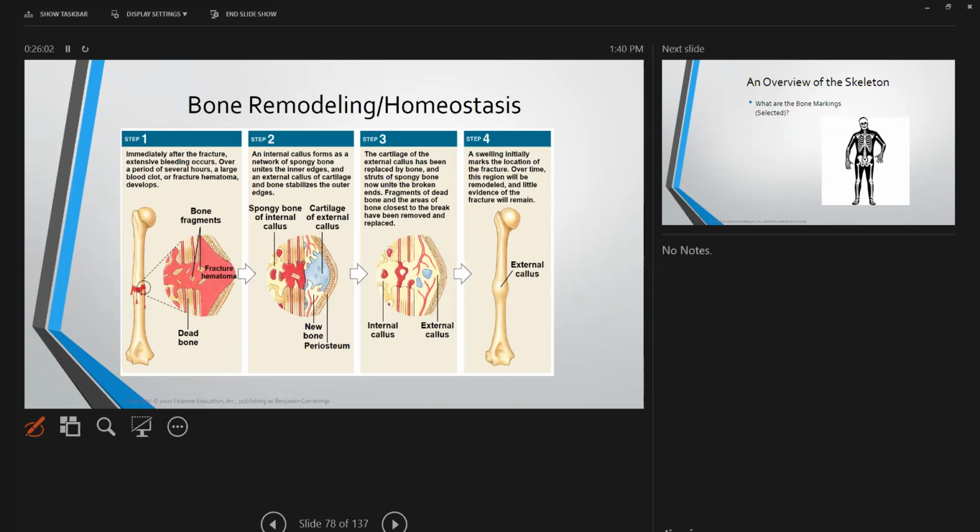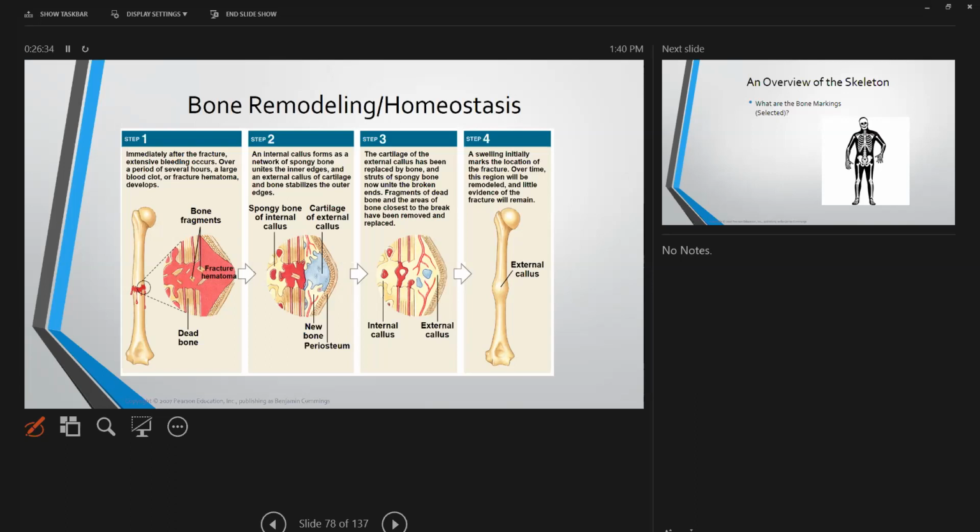So what happens immediately during a fracture? Immediately after a fracture, there's extensive bleeding over a few hours, and a large blood clot, or fracture hematoma, develops, okay? That fracture hematoma then stimulates spongy bone and cartilage to start producing osteoblasts to start repairing bone.